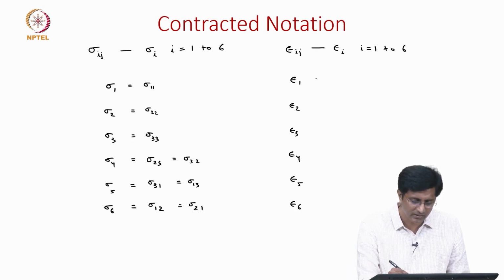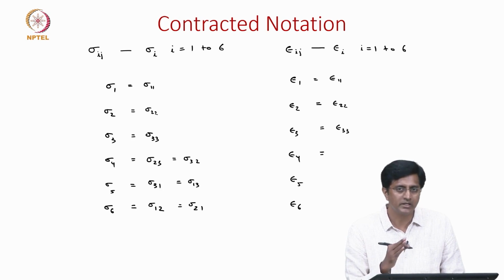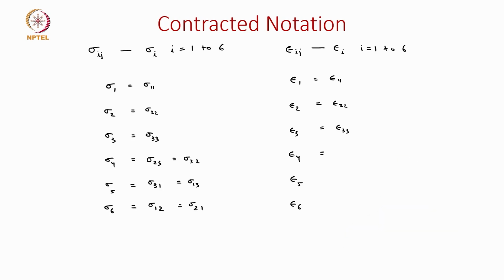The first 3 again are the normal strains, which are epsilon 11, 22 and 33. Here we should be a little careful, because for the shear strains in the contracted notation, instead of writing the tensor strains we write the engineering strains, which is gamma 23. We already know how the engineering strain is related to the tensor strain: it is twice the tensor strain, here 2 times epsilon 23.